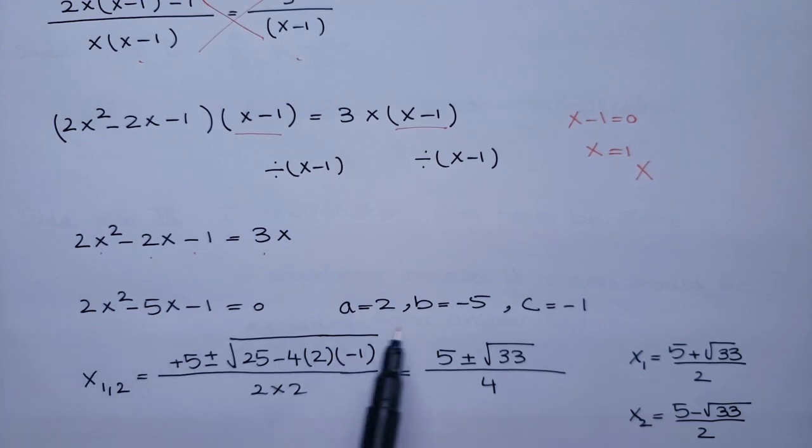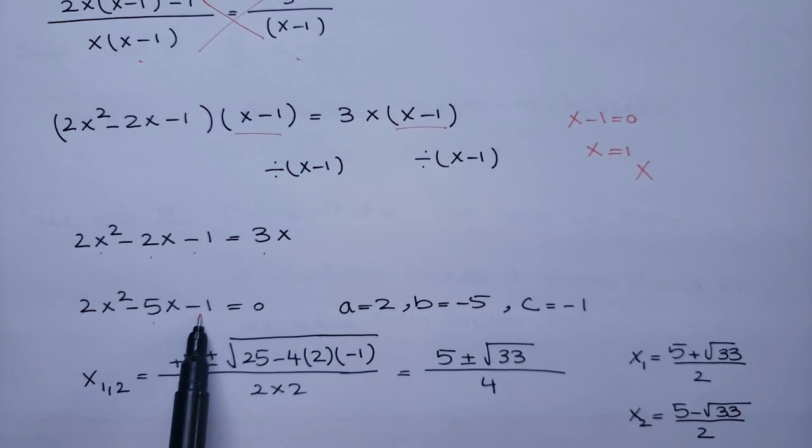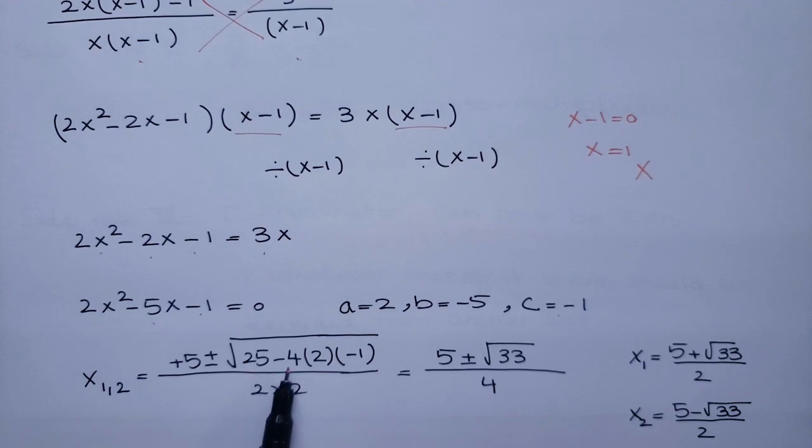A is 2, B is -5, C is -1. I simply substitute: negative b plus or minus the square root of b squared minus 4ac, over 2 times a. So under the radical is a positive number, 33. So the two answers would be 5 plus radical 33 divided by 2. The other one would be 5 minus radical 33 divided by 2.